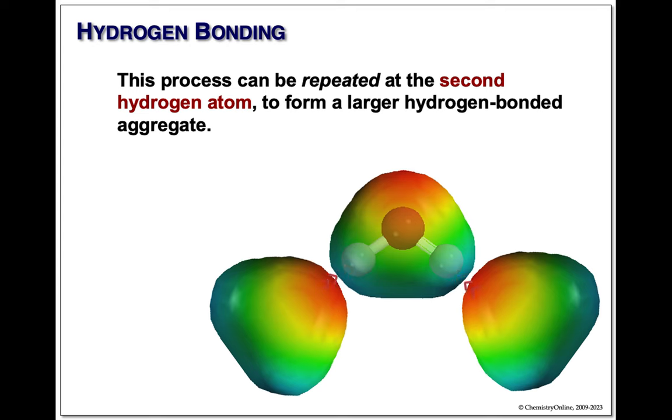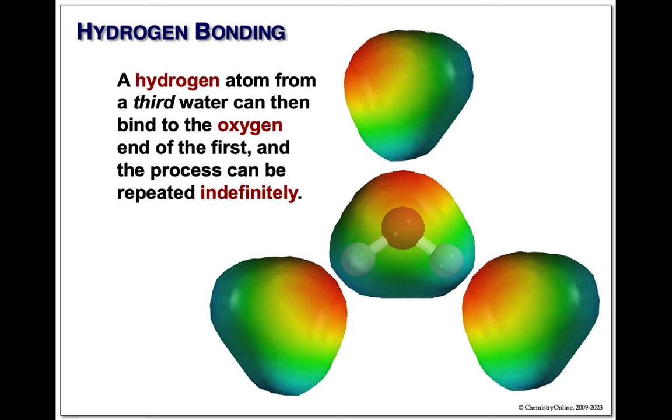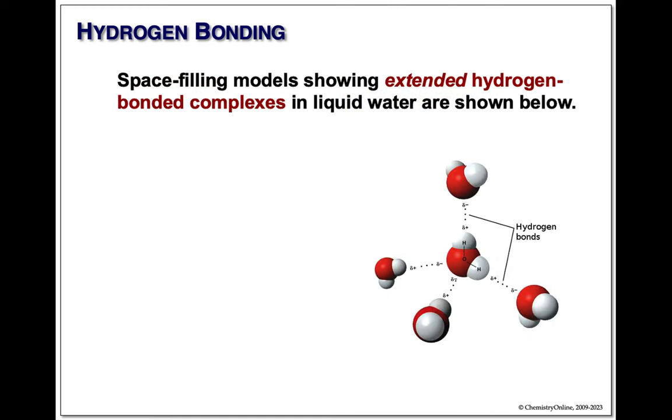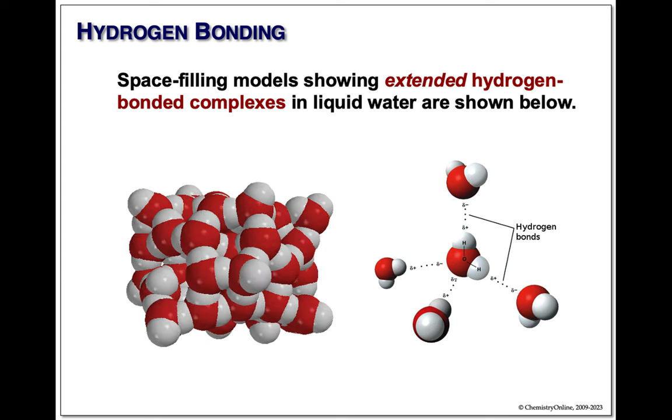Up here on top, we have the negative end of one water. We could bring another one in like this, and get a third, and actually a fourth, hydrogen bond to this one water molecule. Now, hydrogen bonds are weak, but if you get enough of them, they really start to add up. What we're talking about here for one water molecule are hydrogen bonds to four different adjacent water molecules.